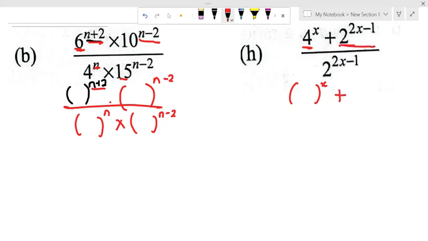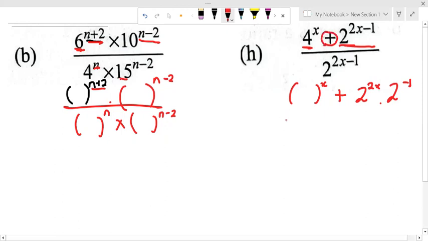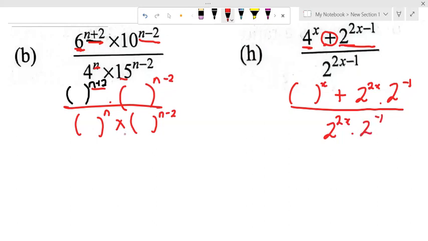Now, remember, guys, what did I say? We have to split this. So I will write it as 2 to the power of 2x multiplied by 2 to the power minus 1 because of this addition. Keep that in mind. If there was no addition, I wasn't going to split it. I will come to the denominator and say, let's also split this. It's going to be written as 2 to the power of 2x multiplied by 2 to the power minus 1.